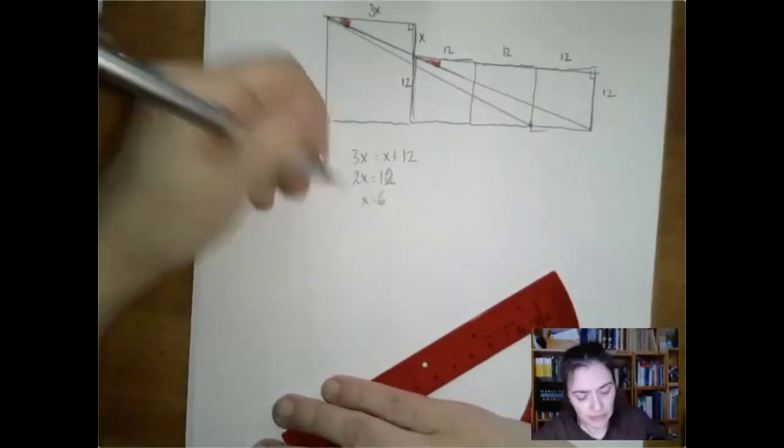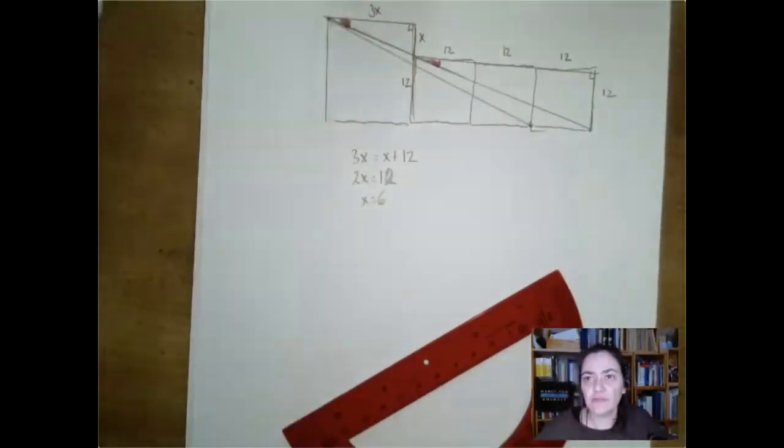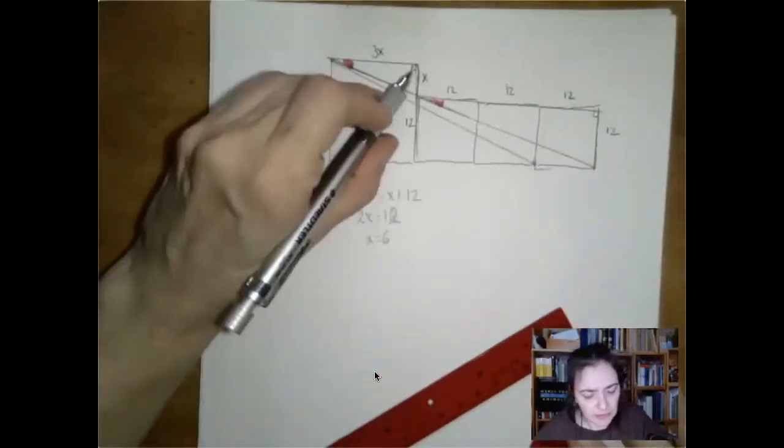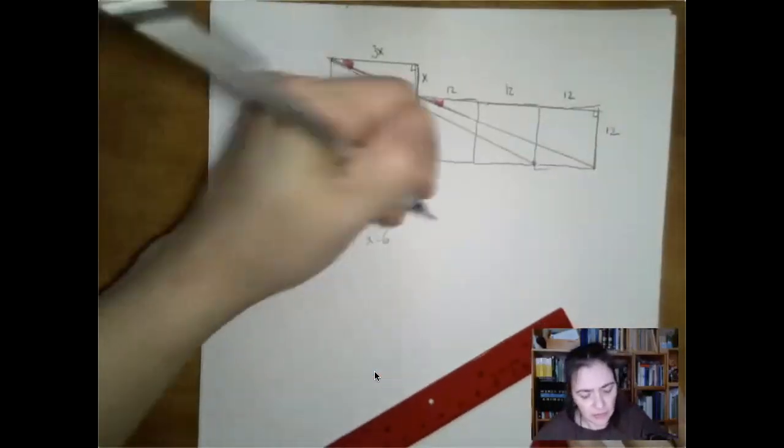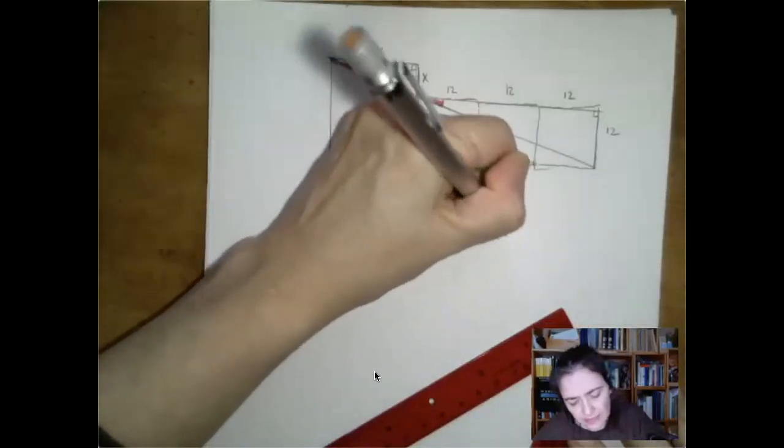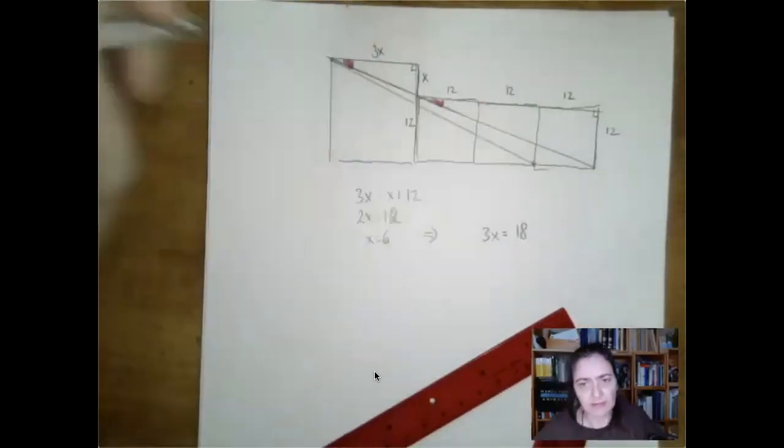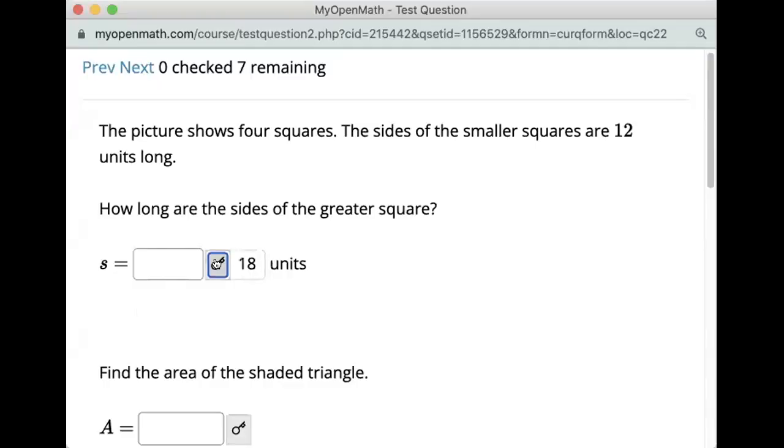And that was the first question. Oh, no, the first question was, how long are the sides of the greater square? So we labeled the greater side 3x. So the side 3x is 3 times 6, it's 18. So that's the first thing we found. Let's check. 18 units. So far so good. And now we have to find the area of the shaded triangle.